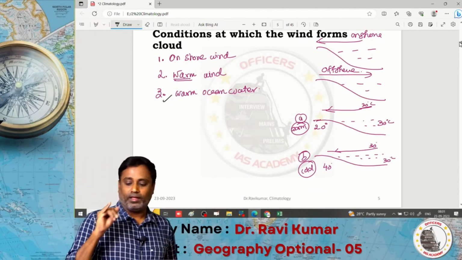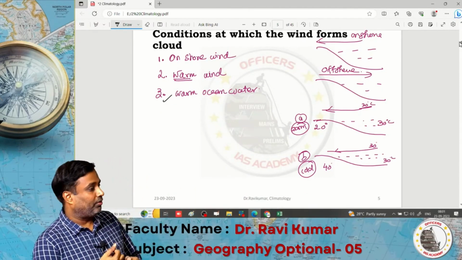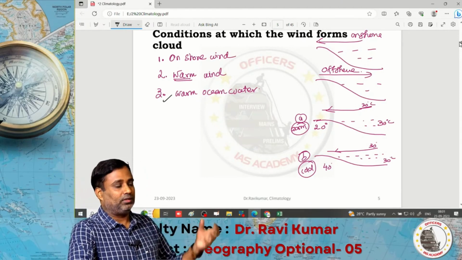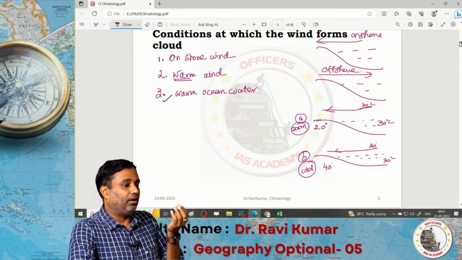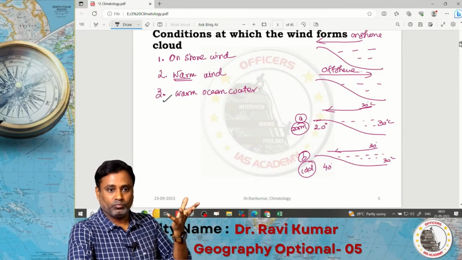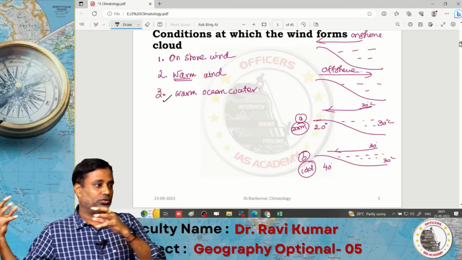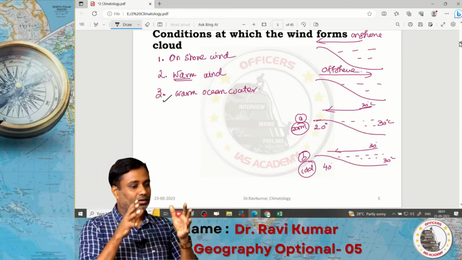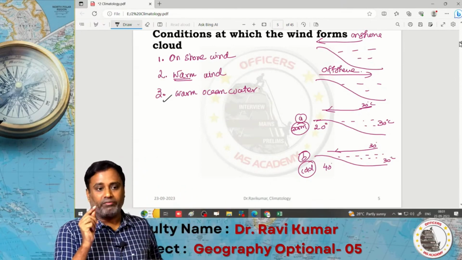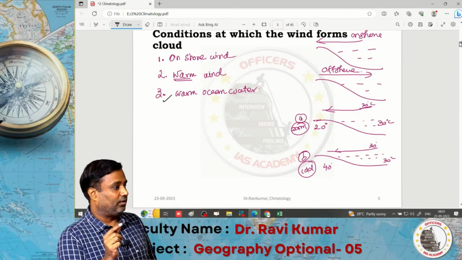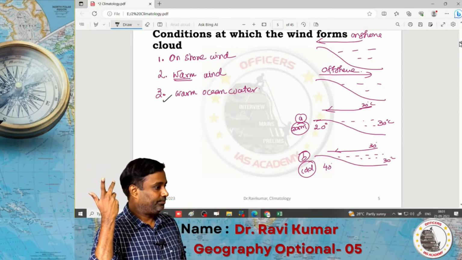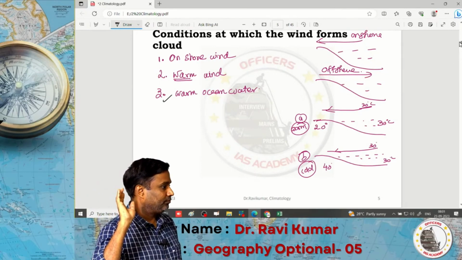Important factors. There should be an onshore wind system. There should be a warm wind, and it should flow over warm ocean water. That ocean surface should have enough capacity to supply the moisture to the onshore wind system. Then only the wind system will pick up the moisture, enter into the land and bring clouds. So these are three important factors. If any one factor fails, that wind will not create clouds. Okay, it's done.